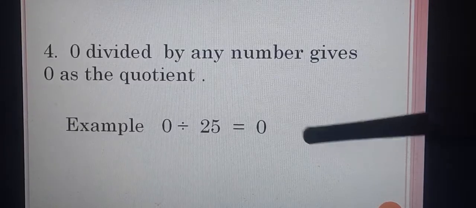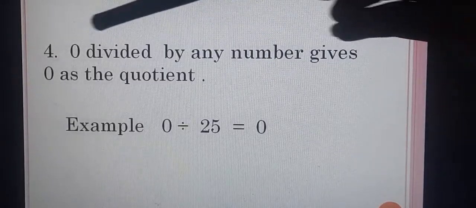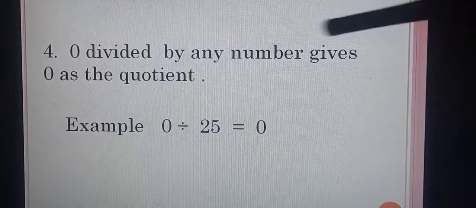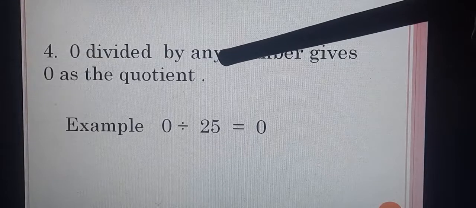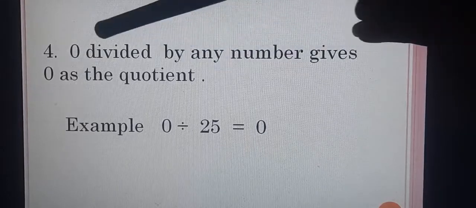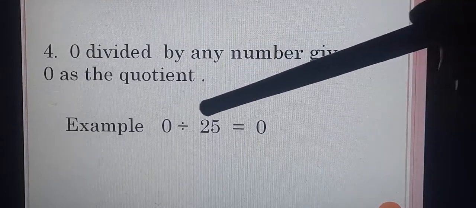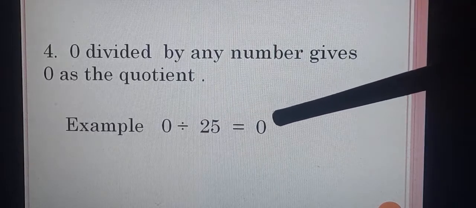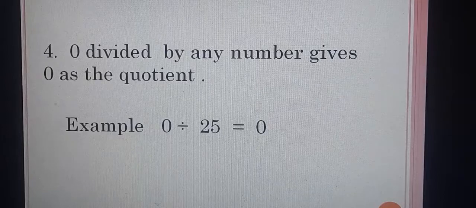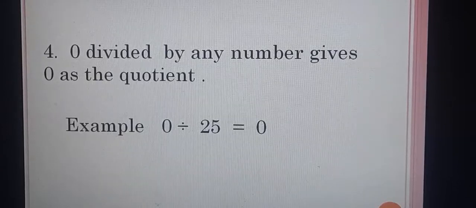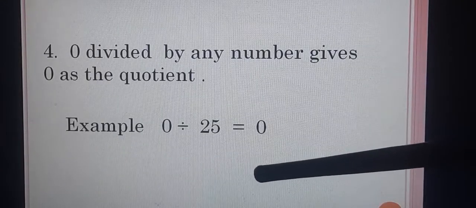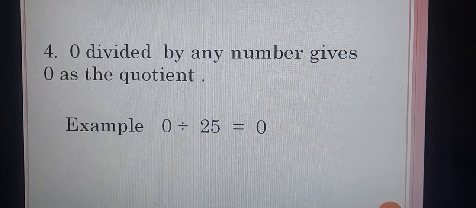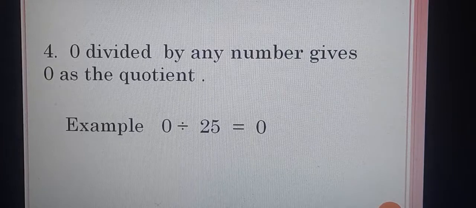And now this property, this is property number 4. 0 divided by any number gives 0 as the quotient. It is the reverse of previous property. When 0 is divided by 25, the quotient will be 0 only. Right? It means अगर denominator 0 होगा, then no meaning. अगर numerator 0 होगा, then your answer will be 0. Quotient will be 0.